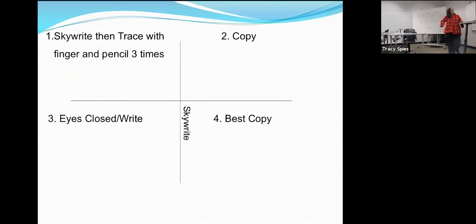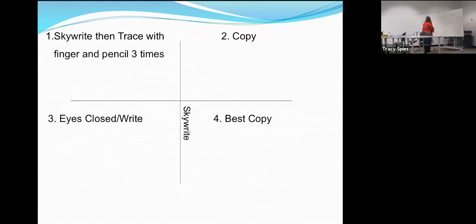Then I have them practice their writing, right? With the J. You do have that in your handouts, right? I think you do. And so what I would have them do there is they would have to trace the letter. So we could skywrite it. The letter is J. So I would say down, maybe hook and dot.